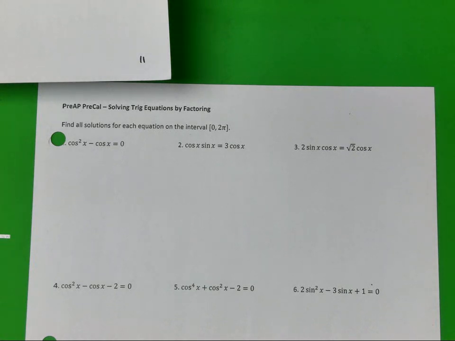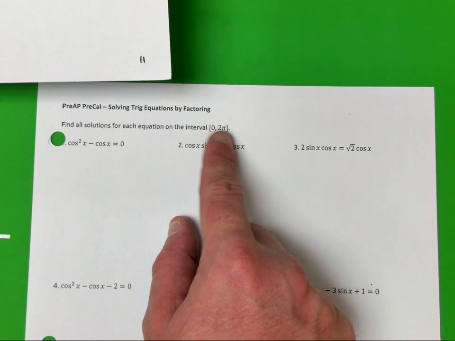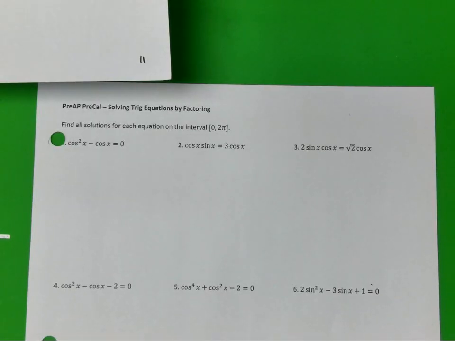We didn't get to this on Friday because it builds on those pretty basic ones we did Friday. So let's read our directions. It says find all solutions for each equation on the interval 0 to 2 pi. Notice that both 0 and 2 pi are in brackets, so 2 pi and 0 could possibly be answers.